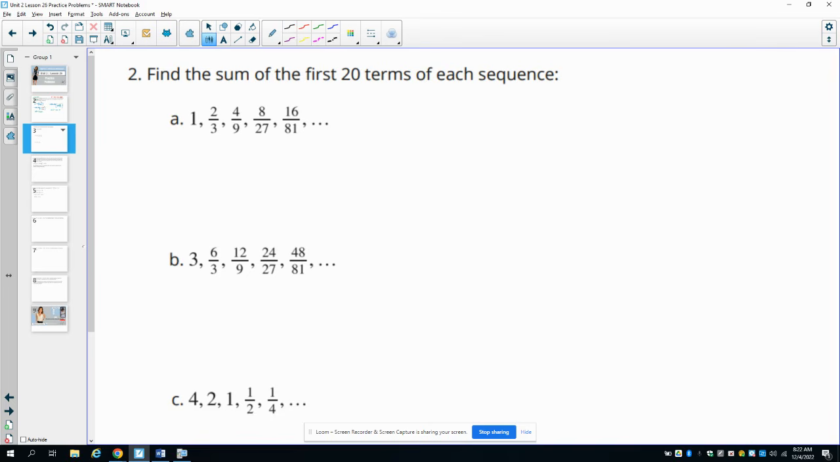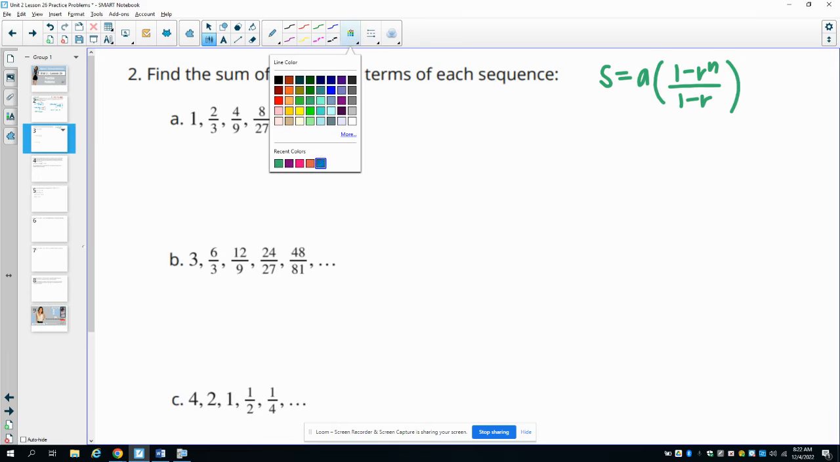Number 2, find the sum of the first 20 terms of each sequence. So again, we're going to be using that formula. S equals the A, or the initial value, times 1 minus the rate to the n, over 1 minus the rate. And so we need to figure out what the rate is here so we can plug it in. So what are we multiplying by each time?